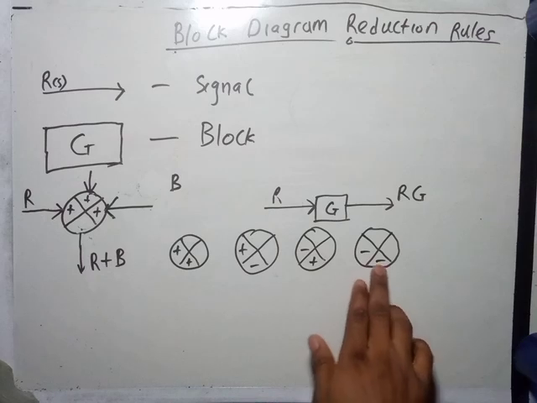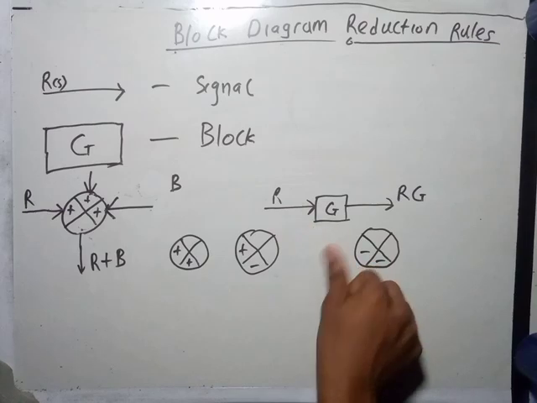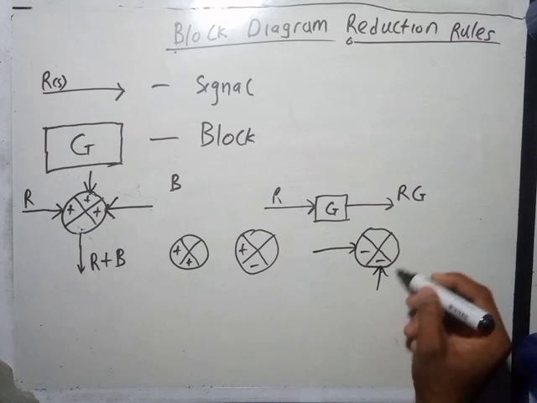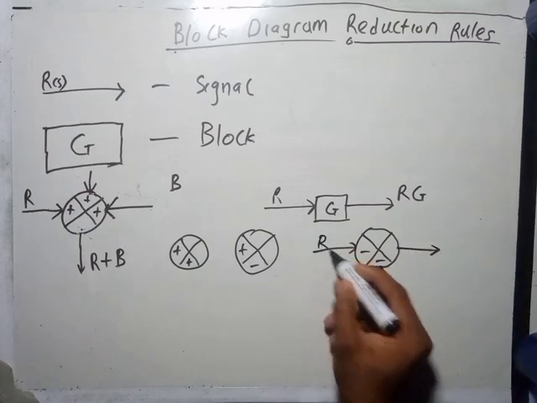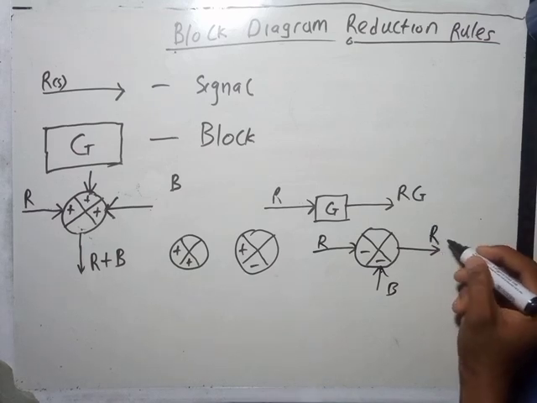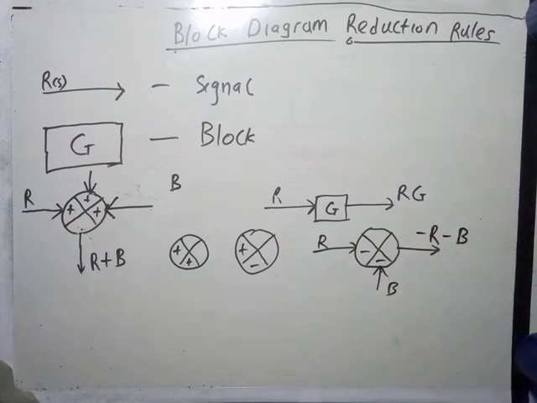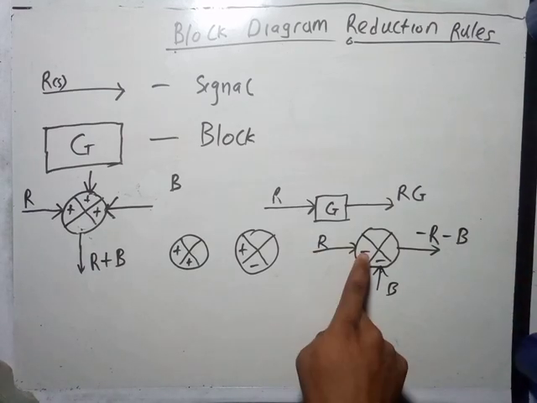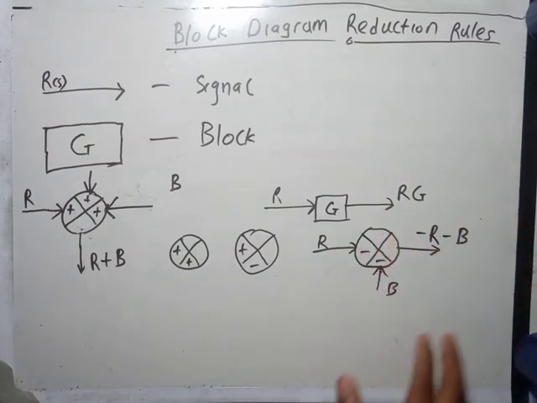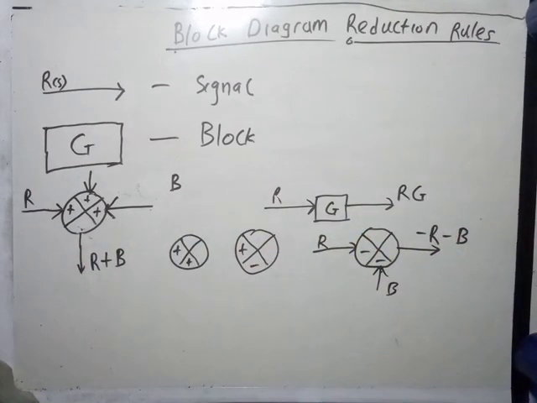What your main focus should be is the signs in the box. For instance, if we're using this fourth one, and let's say the signal is entering here and here, we have our output here. Let's say here is R and here is B. We have our output here to be minus R minus B. R is going in, it takes the minus. B is going in, it takes the minus. The output then becomes minus R minus B. Now, this is for your summing points.